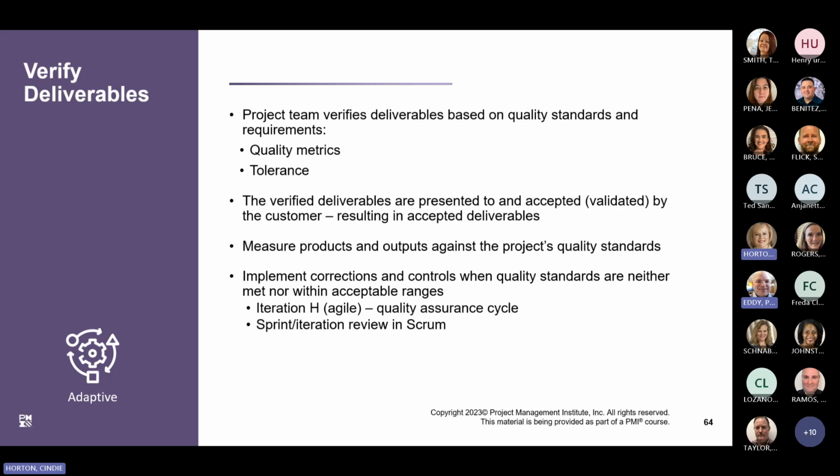On this slide, we see generally what the quality process looks like in an adaptive approach. First, the project team verifies deliverables based on quality standards and requirements such as quality metrics and tolerance. Quality metrics describe a project's or product's attribute or attributes and how to measure it or them, whereas tolerance describes the acceptable variation for a quality requirement.